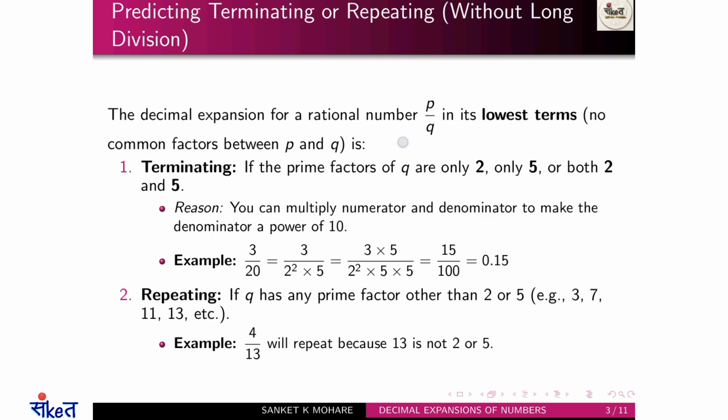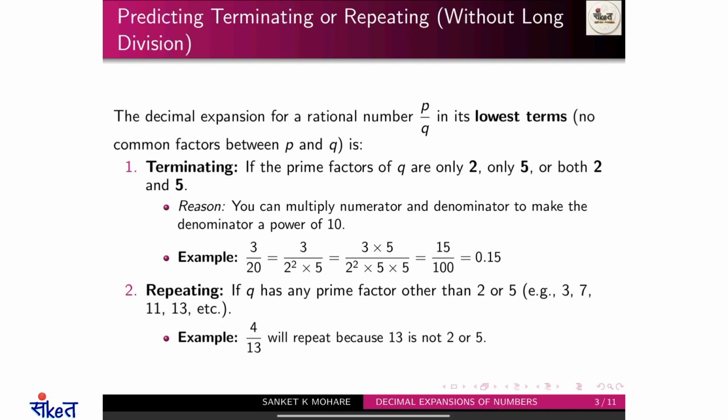Next, predicting terminating or repeating decimal expansions of a rational number in the form p by q without performing long division. The decimal expansion of a rational number p by q in its lowest form, lowest form meaning p and q share 1 as the only common factor, is terminating if the prime factors of q are only 2, only 5, or both 2 and 5. The decimal expansion of a rational number of the form p by q is of two types, either terminating or repeating. So how to identify without performing long division whether it is terminating or repeating, that we are going to discuss now.